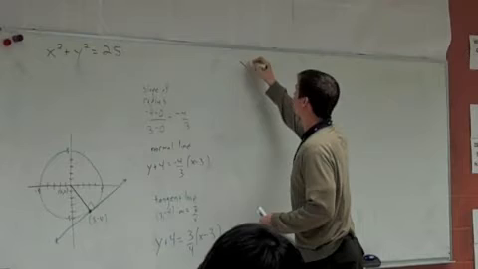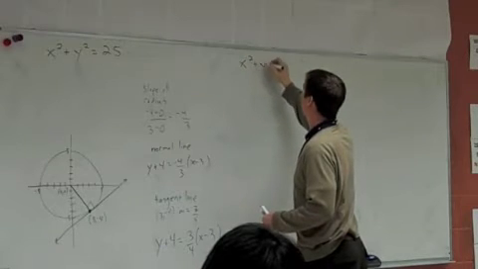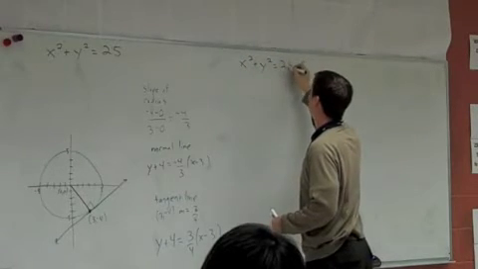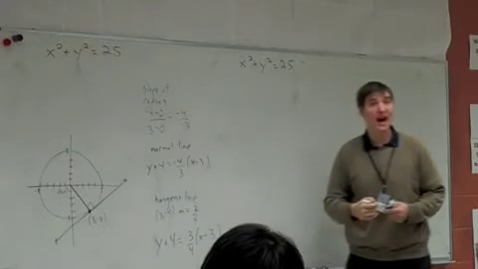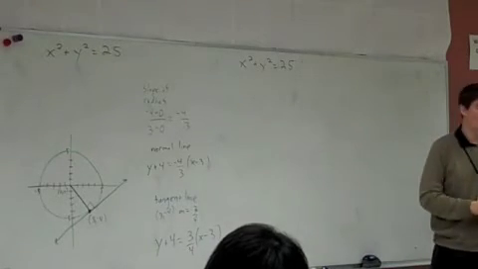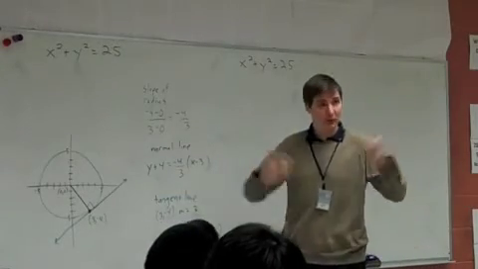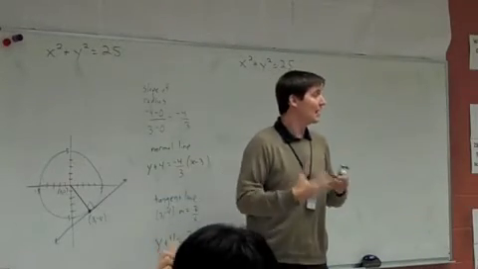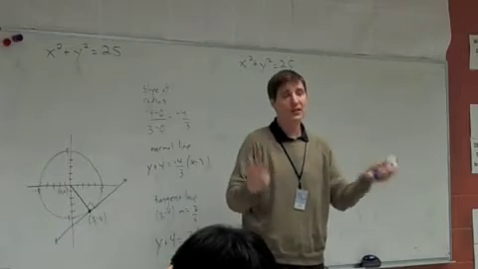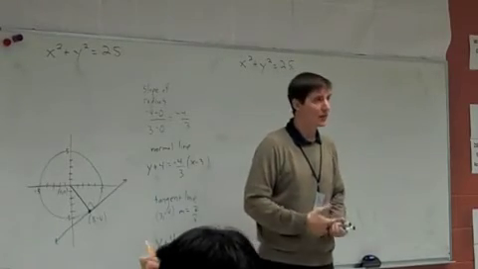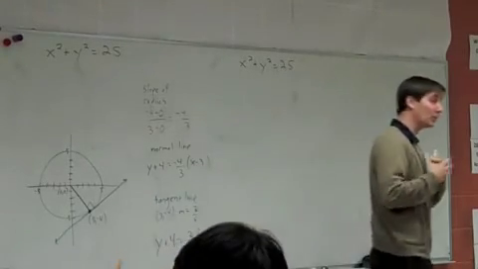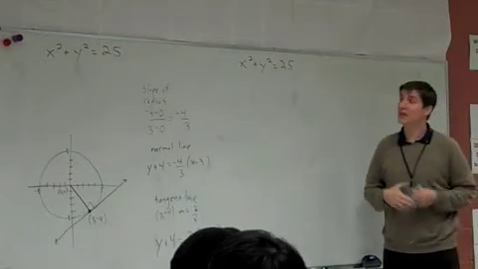X squared plus y squared equals 25. This is not in our nice clean y equals form, so we haven't done anything like this. So what implicit differentiation means is that it's not in y equals form. It's a big fancy word for taking the derivative when it's not in y equals form. Okay? But you follow the same rules.